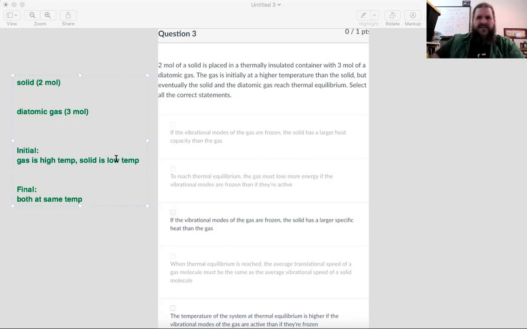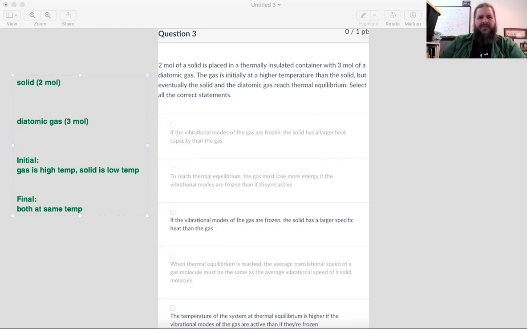And while we're at it, let's just list out a few other things we know. For one thing, I'm guessing that this is probably going to involve modes, just from the fact that we're talking about the gas being diatomic, and it looks like modes are mentioned in some of these statements. So for the solid, how many modes would you expect per molecule or per particle? Yeah, we should expect 6 modes.